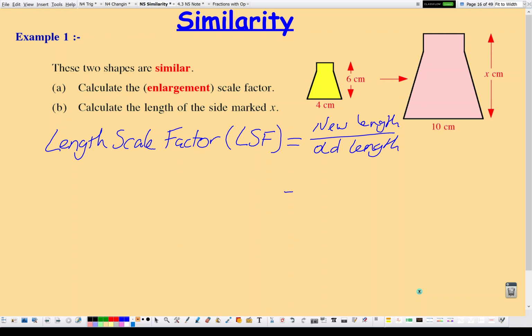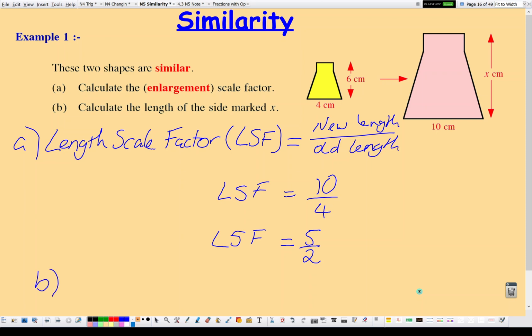We have to pick the sides with the information we're given. We're not given the information in the new shape with the 6 height there, so we can't use that in this fraction. We have to use the two that we actually have numbers for. So it is 10 divided by 4. It will often be a fraction when we do these questions, so I need to simplify that fraction to its simplest form. The length scale factor is 10 divided by 4, which we simplify to 5 over 2. Now that's part A: what is the length scale factor? The length scale factor is 5 over 2, so it's increased by 5 halves, basically.